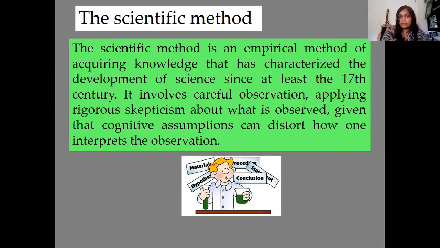The definition that you see on the screen is the textbook version. People can define the scientific method in different ways, but basically our approach is a systematic way of solving problems. The scientific method is an empirical method of acquiring knowledge that has characterized the development of science since at least the 17th century. It involves careful observation, applying rigorous skepticism about what is observed, given that cognitive assumptions can distort how one interprets the observation.